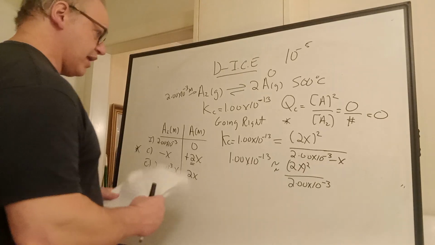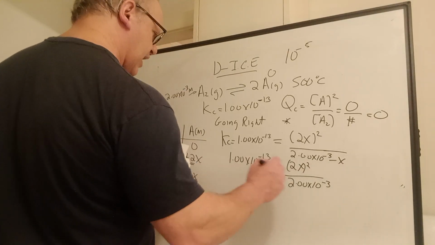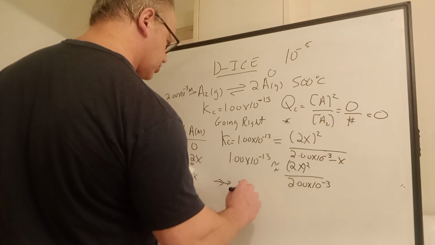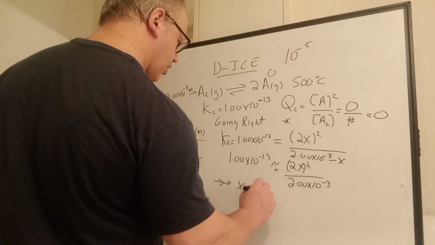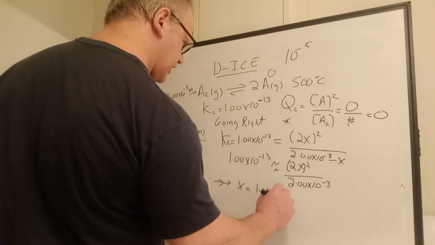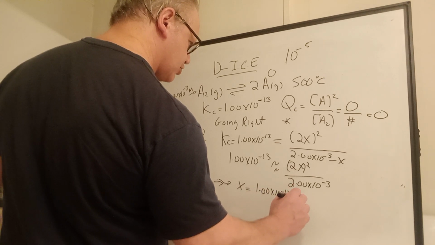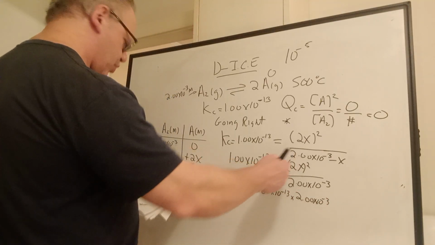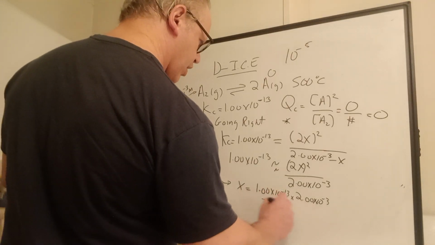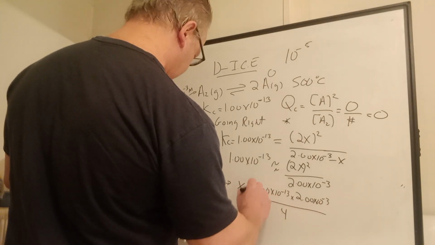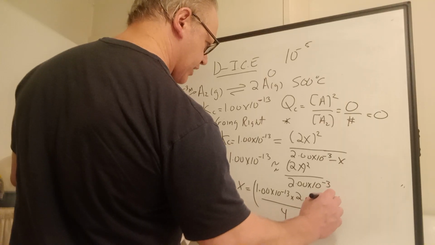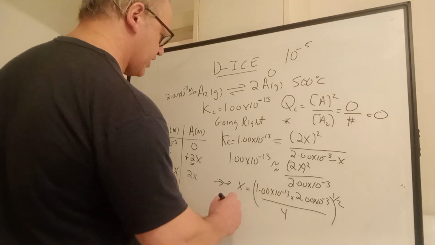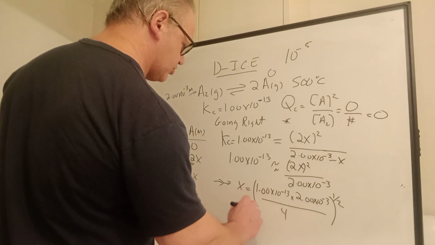So what you can do is set up, you can solve this and get it to the point. You do 1 or 2 steps of algebra. X is equal to 1.00 times 10 to the minus 13. You're going to multiply that by 2.00 times 10 to the minus 3. You squared this up top, so you got a 4. And all that will be, you can write the square root symbol, I just like to write it to 1/2.